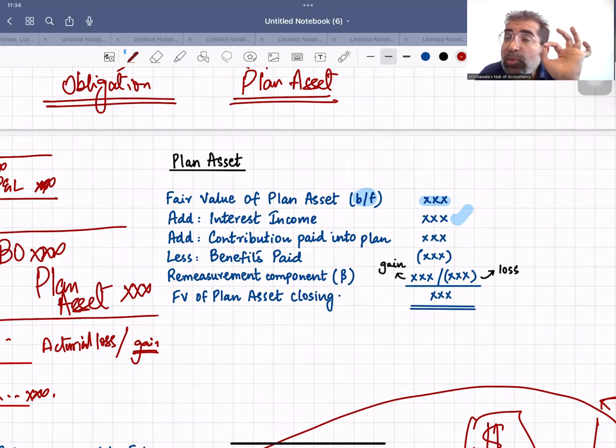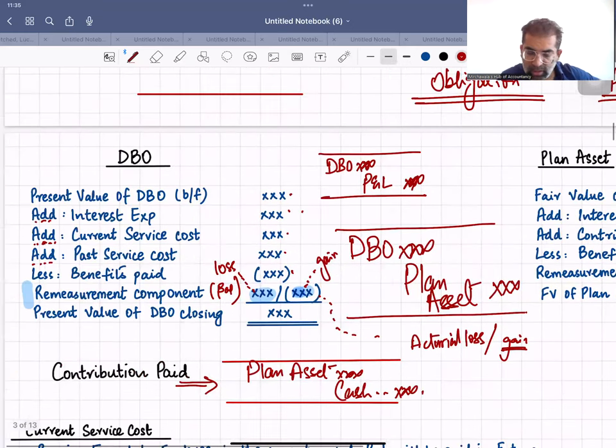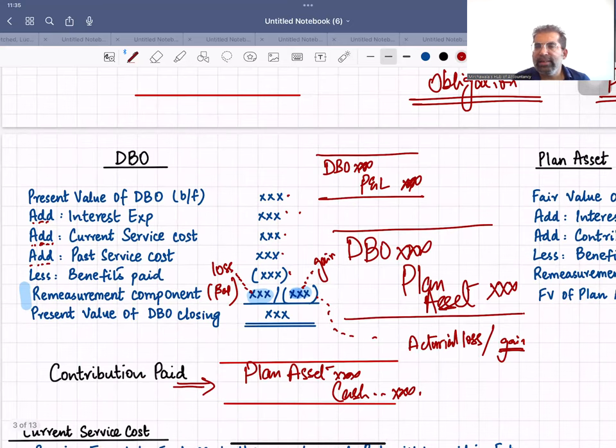That means the actuary will guide you every year on how much to contribute. So every year you have to do contributions paid. Every year the employer has to put some amount into the plan asset; this is a cash flow. So what is the entry for contributions paid? See the entry: debit plan asset and credit cash. So your plan asset will automatically go up.